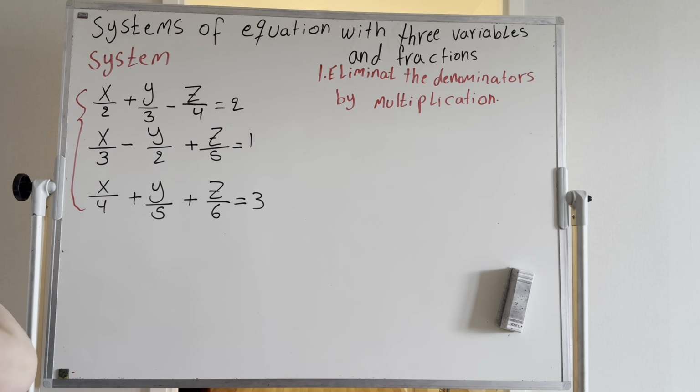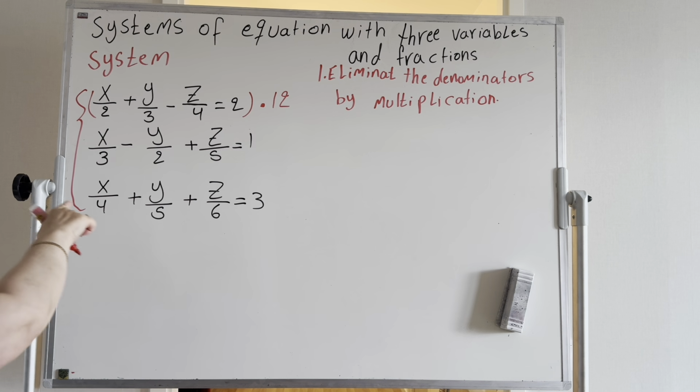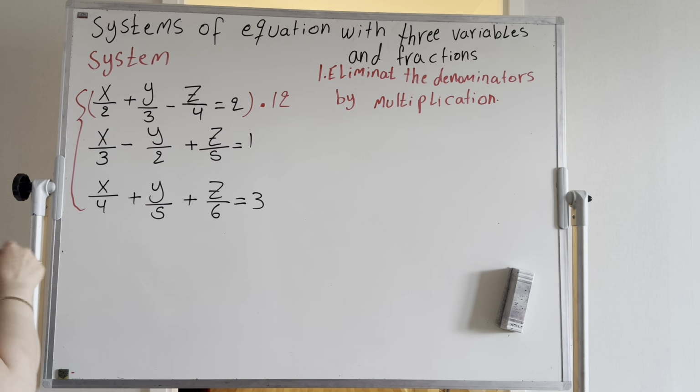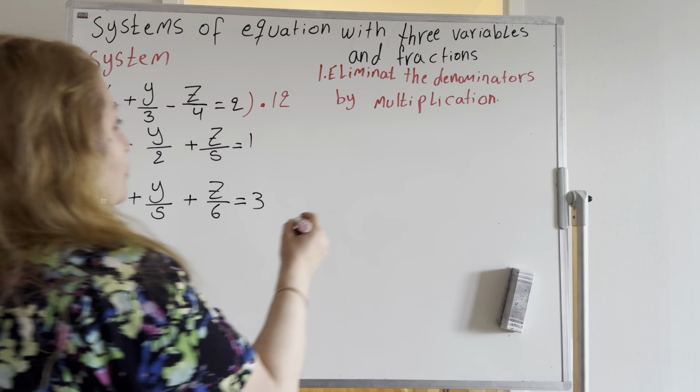And when I look at the second equation, I have 3, 5, and 2. 5 by 1 equals 5, 2 by 1 equals 2, 3 by 1 equals 3. 5 by 2 by 3 equals 5 by 2, 10, by 3, 30. So I will multiply the second equation by 30 because I want to eliminate the denominators.